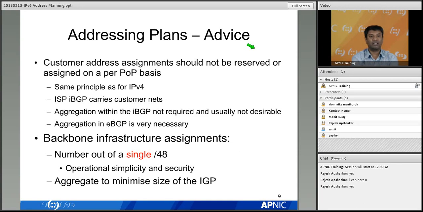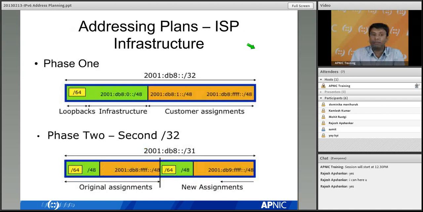For the backbone infrastructure, if possible, you can use one /48. A single /48 can cater the whole infrastructure if it's one region. Yeah, and then we also can aggregate, and we need to aggregate in the IGP, because in IPv6 the prefix length is so big that it can populate a huge number of subnets into the network, right? So aggregation is very important in IPv6.